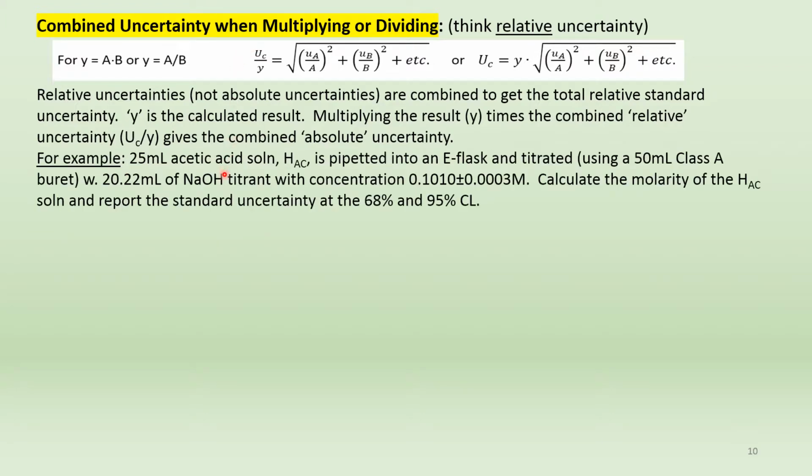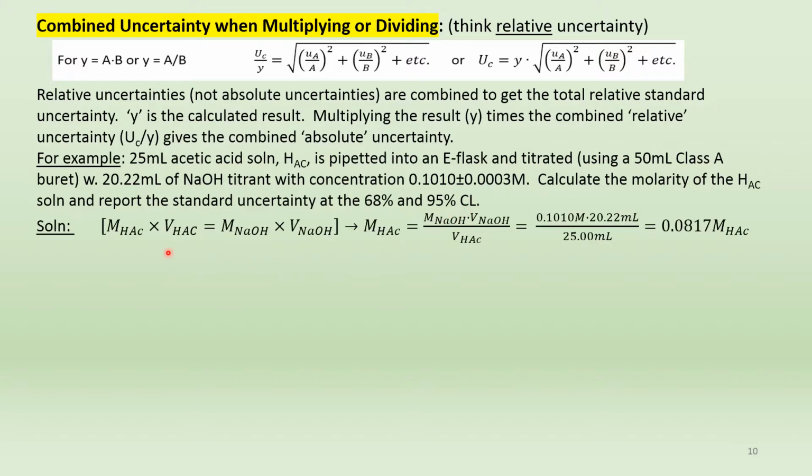For example, 25 mL of acetic acid solution is pipetted into an Erlenmeyer flask and titrated using a 50 mL Class A burette with 20.22 mL of sodium hydroxide titrant with a concentration of 0.1010 plus or minus 0.0003 molar. Calculate the molarity of the acetic acid solution and report the standard uncertainty at the 68 and 95% confidence levels.